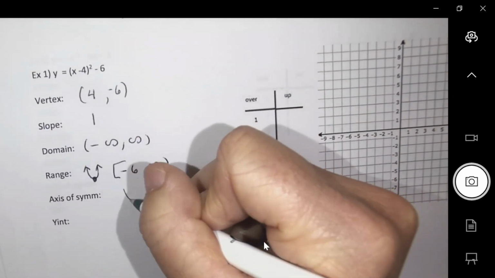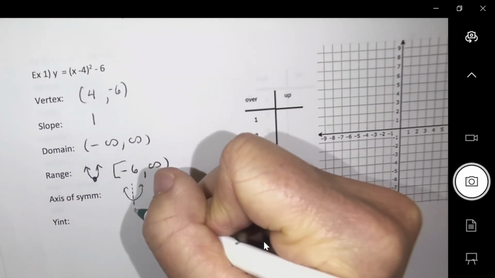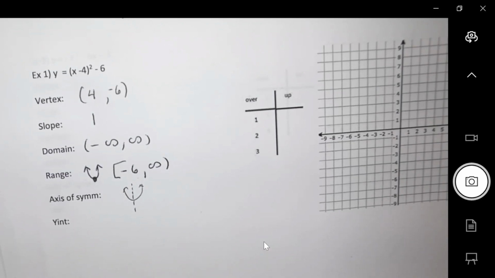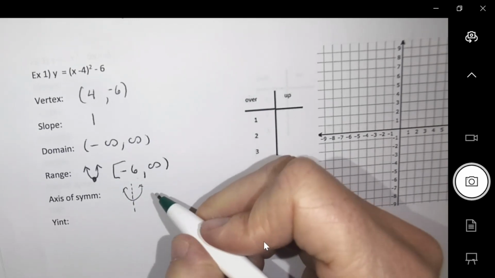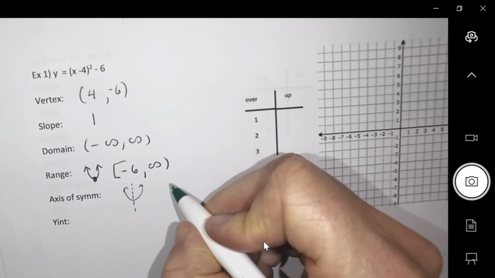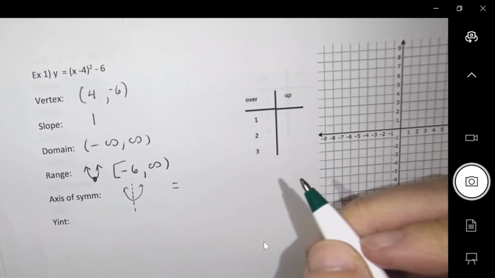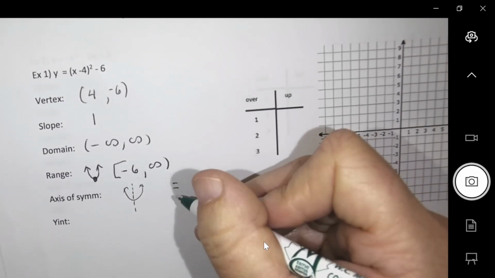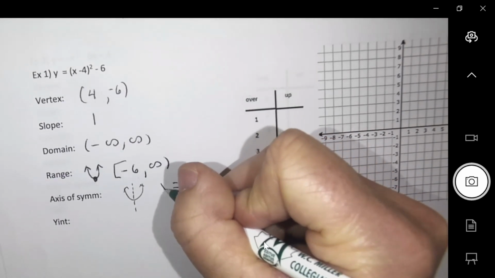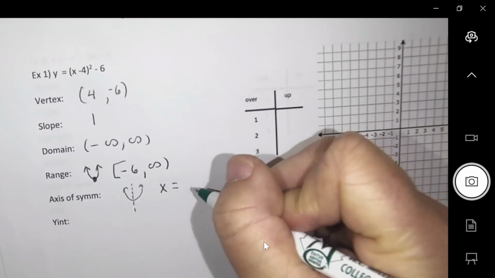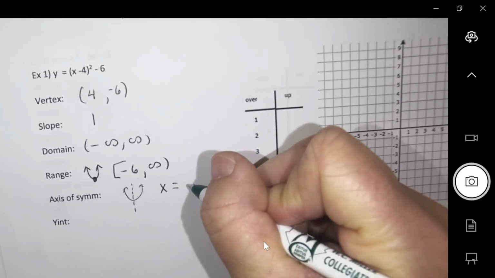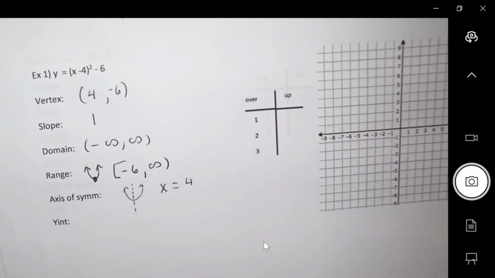Axis of symmetry is that cutting line. So I'm going to have what to make the equation? It has to be an equation. What letter do I put there? X. X equals, and which X value is it going to cut through? 4.